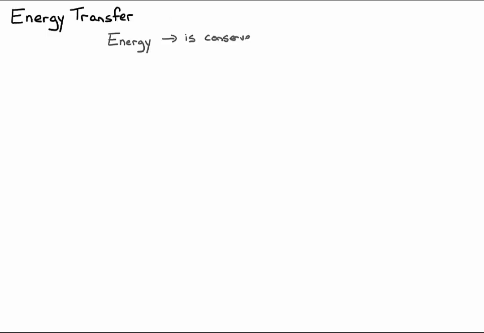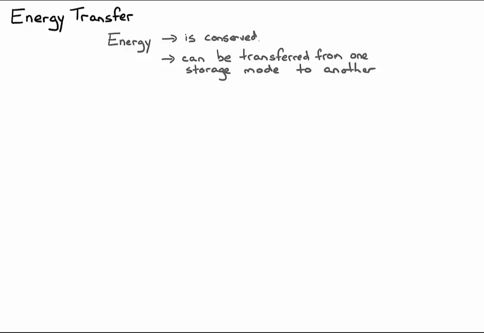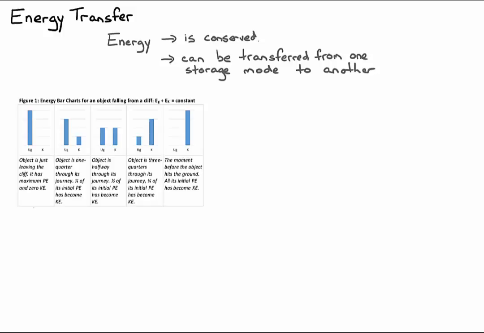So first of all, energy is conserved and it can be transferred from one storage mode to another. And here's our first example of some energy bar charts for an object falling off a cliff. You can see in this first part that this is at the very beginning, when the object is just at the top of the cliff. It may have just been nudged off. So it has maximum potential energy. This says UG, but we use the term EG here. It has maximum potential energy and it has zero kinetic energy.